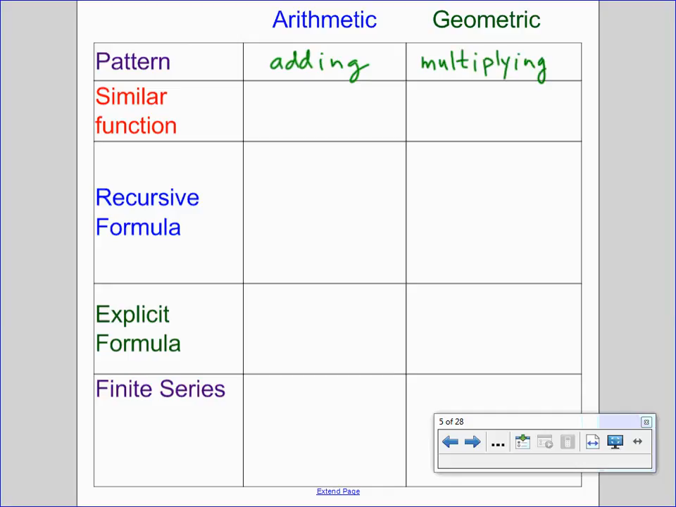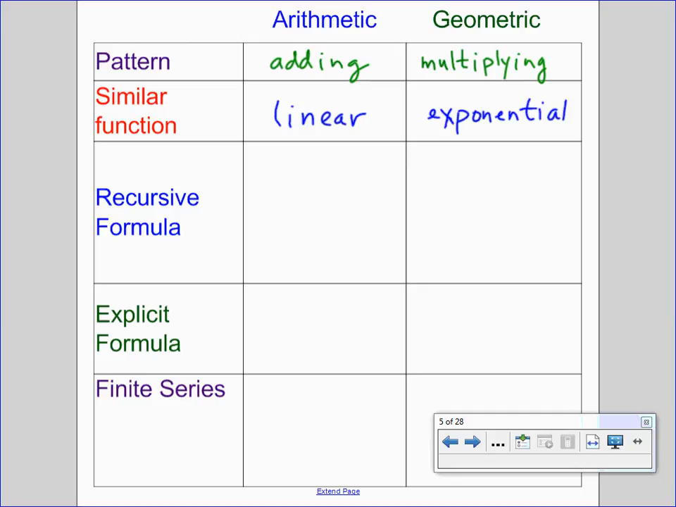What function family do arithmetic sequences most closely resemble? Vivian? Linear. Thank you. So the similar function family would be linear, versus, and did you get that when you were working the last activity? What function family do geometric sequences most closely resemble? Exponential. Good.